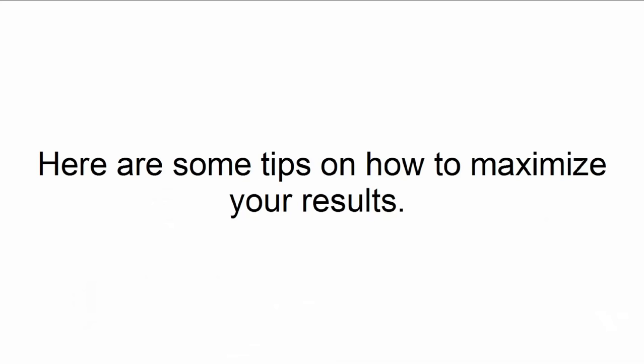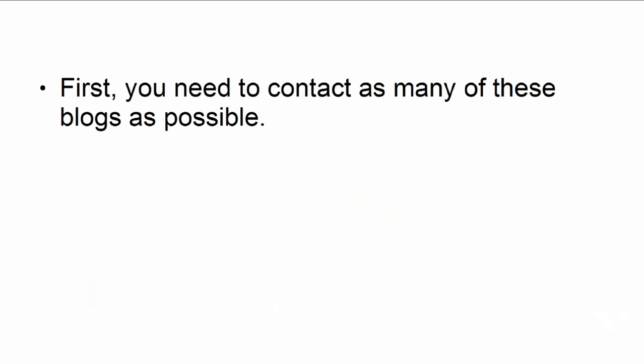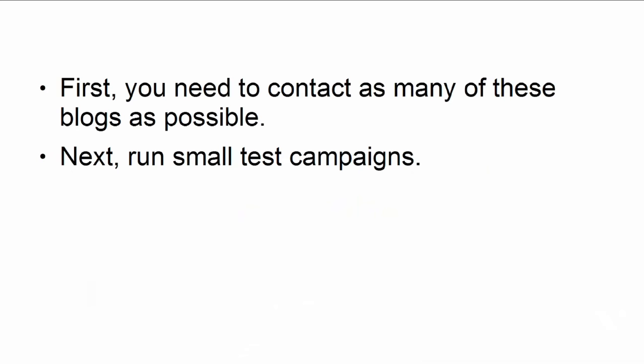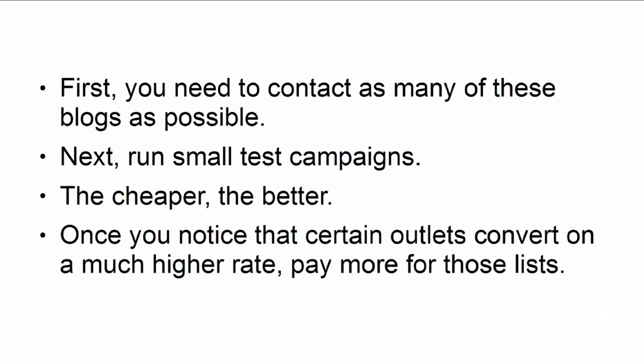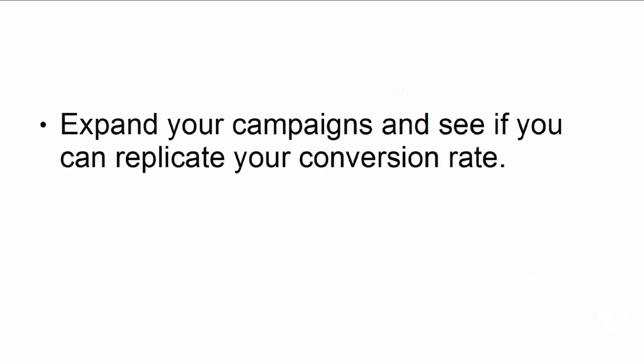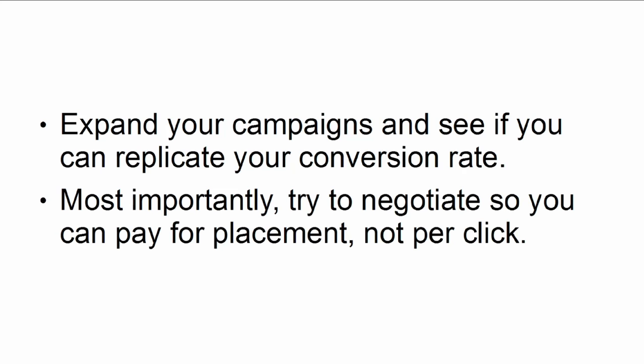Here are some tips how to maximize your results. First, you need to contact as many of these blogs as possible. Next, run small test campaigns. The cheaper, the better. Once you notice that certain outlets convert on a much higher rate, pay more for those lists. Expand your campaigns and see if you can replicate your conversion rate. Most importantly, try to negotiate so you can pay for placement, not per click.